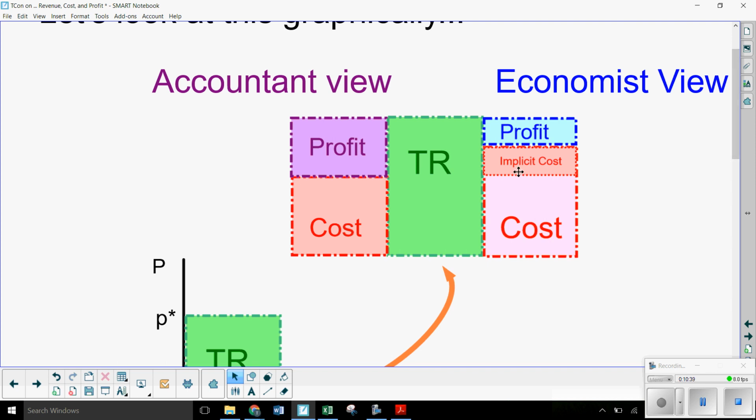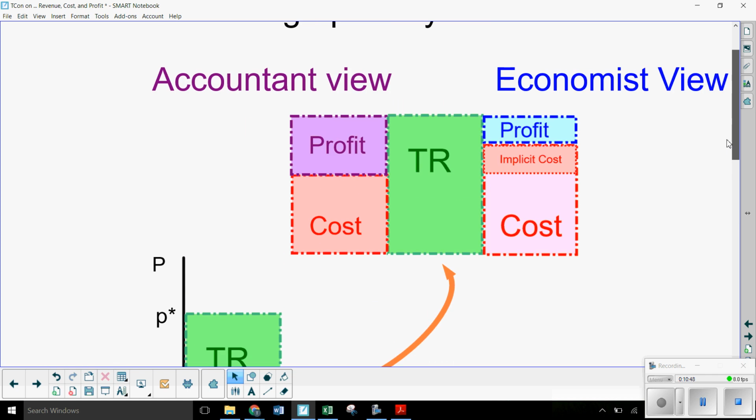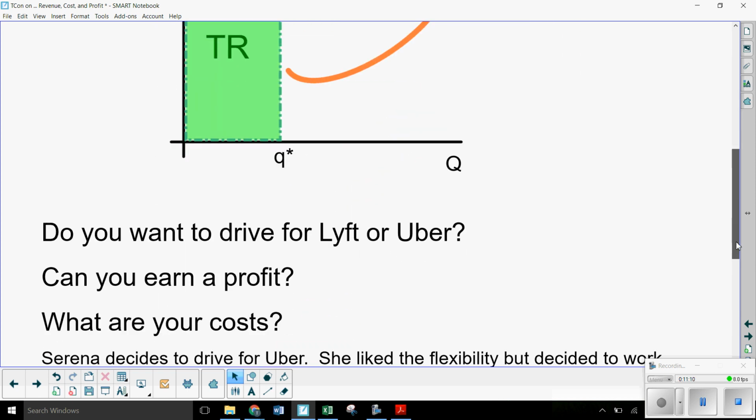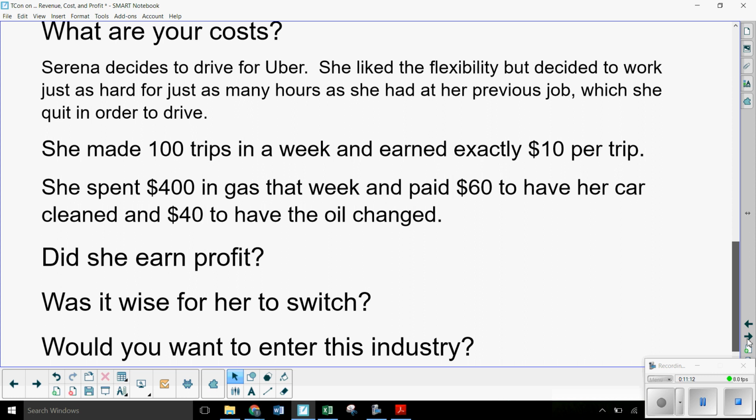Okay. The economist might say, well, hold on a second. You would have earned some money at your other job. And if we take off what your wages would have been at your other job, maybe now your profit is only this big. Serena would have earned $400 at her other job, but she had to quit that job. And so her economic profit is really only $100, not $500, as the accountant saw. Those are pretty extreme numbers, and they don't correlate with the size of the boxes, but hopefully that makes sense.